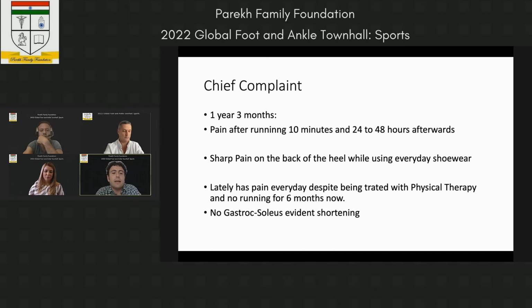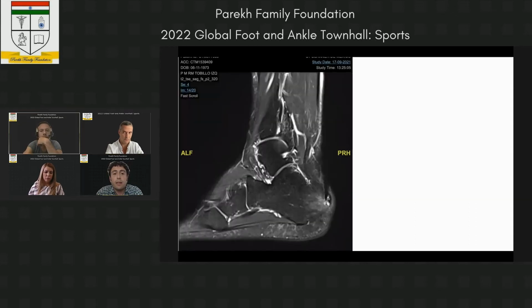Lately, he has pain every day despite being treated with physical therapy and no running. He stopped running for 6 months now. And I also checked the gastrosoleus shortening, but he had nothing evident.